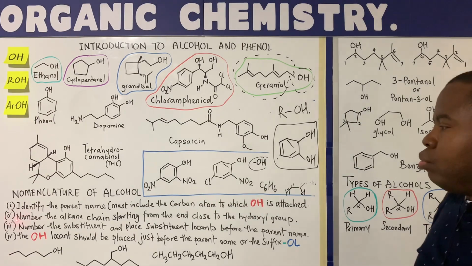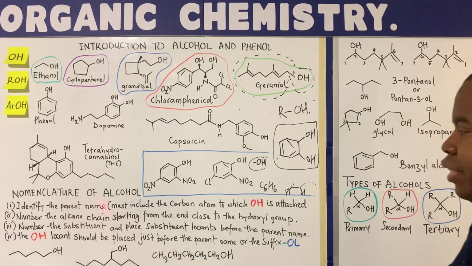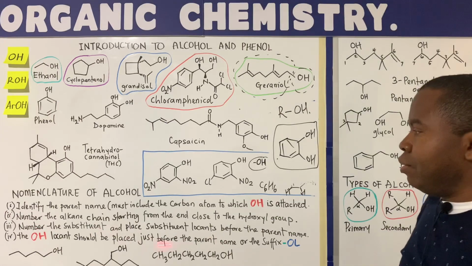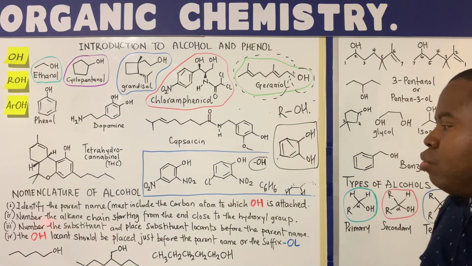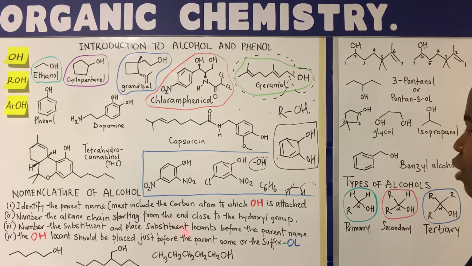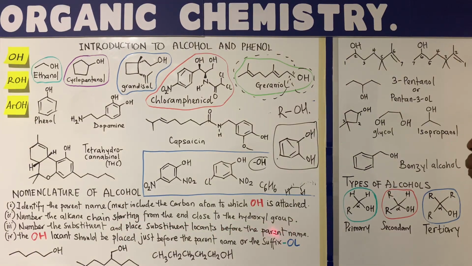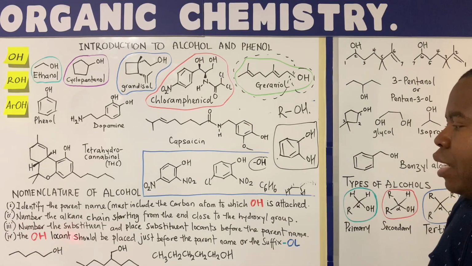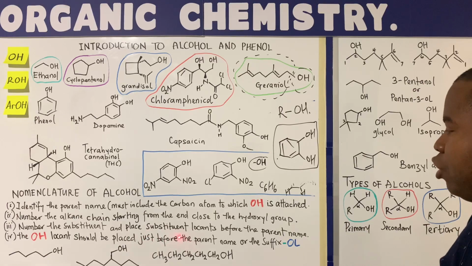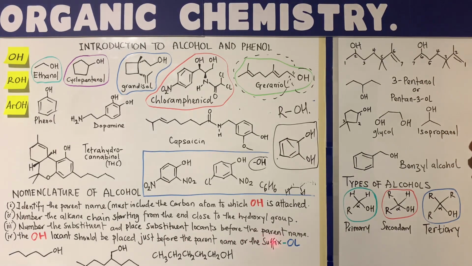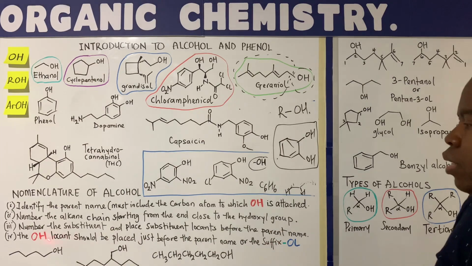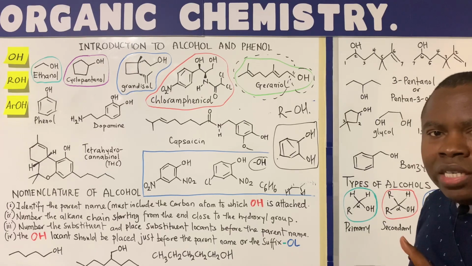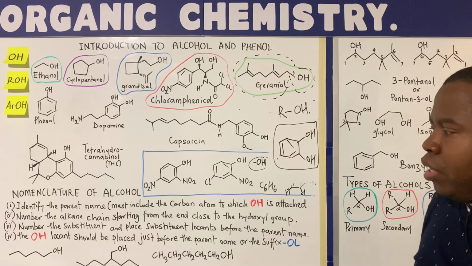The second thing is to number the alkane chain starting from the end close to the hydroxyl group. I will explain all that in a moment. The third thing you do is to number the substituents and place substituent locants before the parent name. The last thing is that the OH locant should be placed just before the parent name or the suffix OL. And what we mean by locant is just the location of that particular group in the molecular structure of the compound in question.